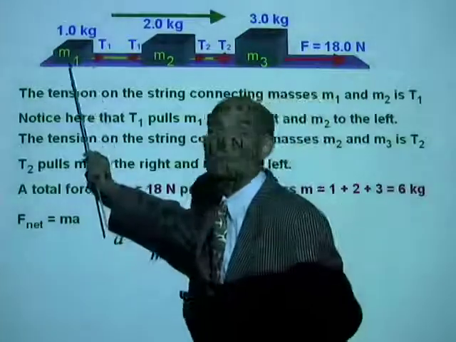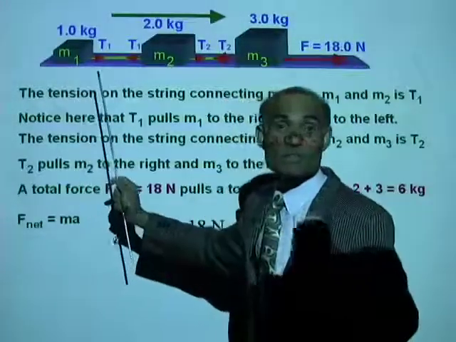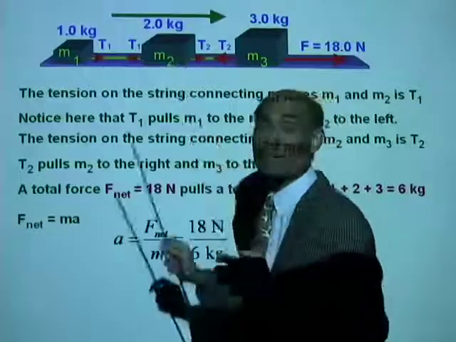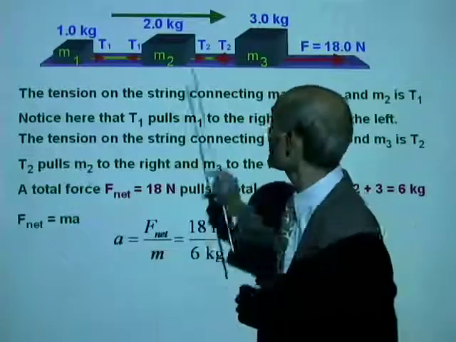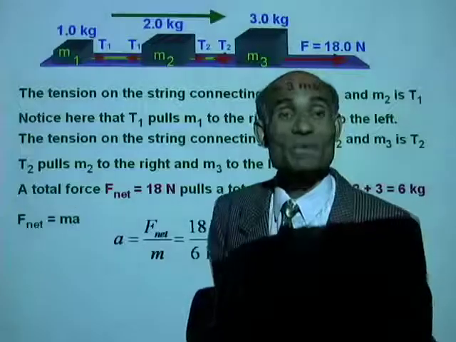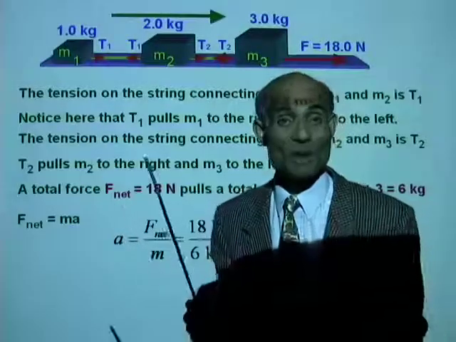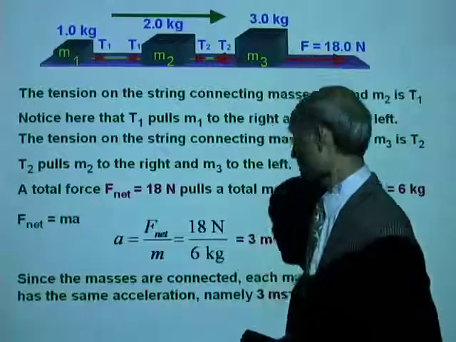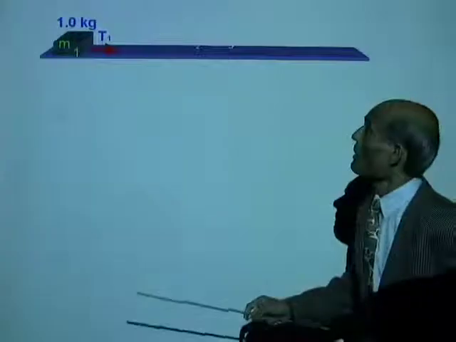The acceleration of m1 is 3 meter per second squared. The acceleration of m2 is 3 meter per second squared. The acceleration of m3 also is 3 meter per second squared. Okay. Now we take each mass separately. Separate each mass and identify the net force on it.